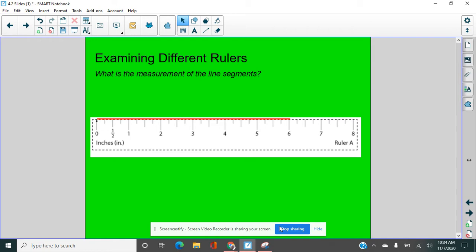So take a look at this red line segment. How long is it? It is 6 inches long, right? But what about this one? It's shorter. How long is this one?